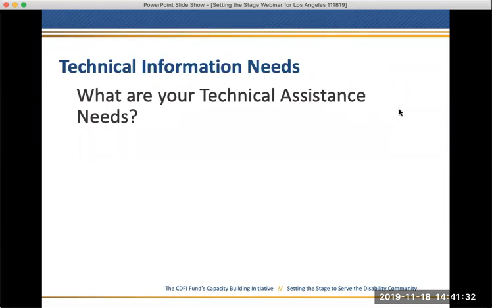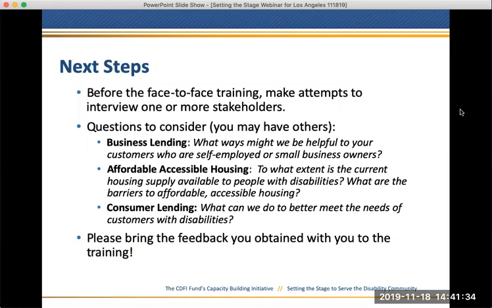In terms of next steps, we can move on to the next slide. I know we don't have much more time before we're together in the first week of December. But before the face-to-face training, we have a request of you. Again, this gets back to what we firmly believe is a factor for success. We would like you, especially those of you who don't already have relationships with the disability community, to make attempts before the LA trip to interview one or more stakeholders. Even one is good.